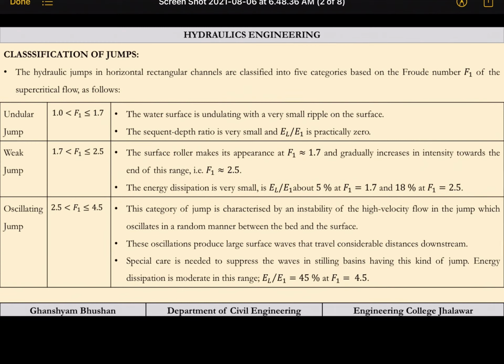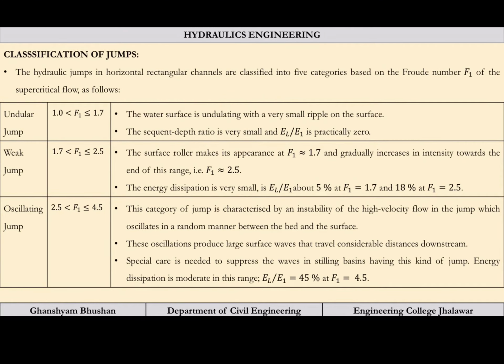Now the third type of jump is your oscillating jump. The Froude number should lie between 2.5 to 4.5. This category of jump is characterized by an instability of the high velocity flow in the jump, which oscillates in a random manner between the bed and the surface. So the motion is oscillating. The currents which are generated will be oscillating between the surface and the bed. These oscillations produce large surface waves that travel considerable distances downstream.